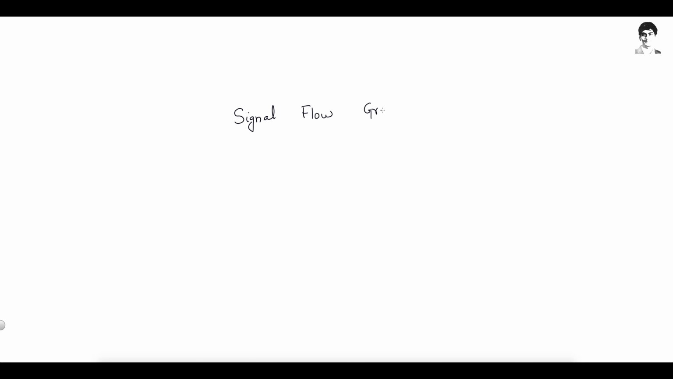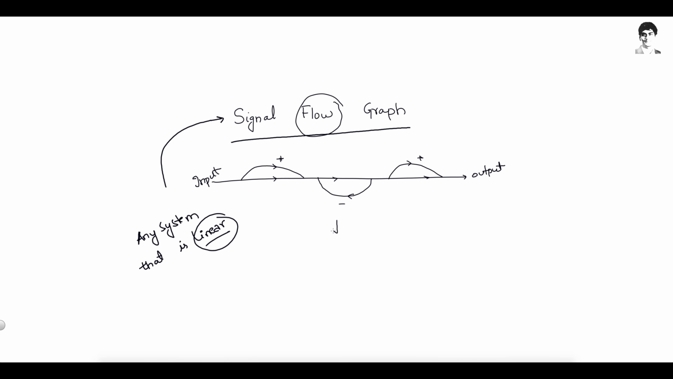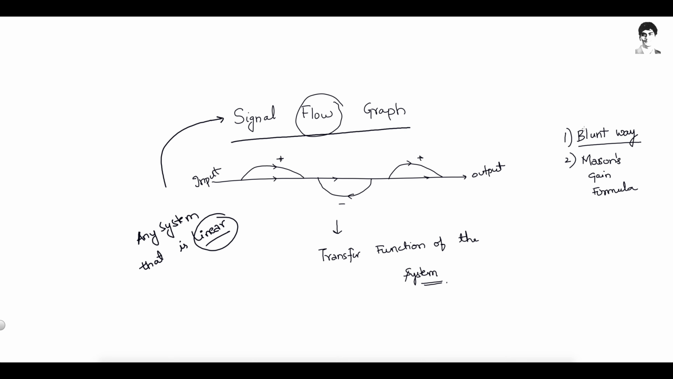In this video, we are looking at a signal flow graph. What a signal flow graph is, how do we solve it, how do we find the transfer function out of it. The name itself suggests flow. So this is how this graph is, and any system that is linear can be represented by using a signal flow graph. And when you are given a signal flow graph, you can easily find out the transfer function from it. And to do that, there are actually two ways. I call the first one the blunt way because it is pretty tedious and time taking, and the second is Mason's gain formula, which is easy and the smart way to do things.